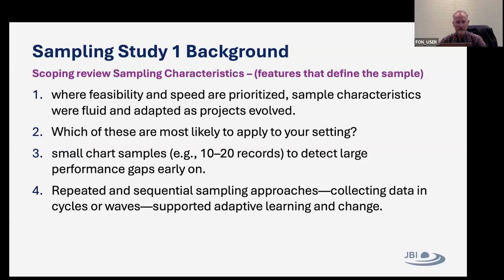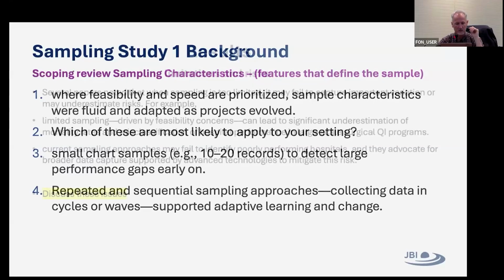So features that define our sample that came from our scoping review: where feasibility and speed are priorities, characteristics of sampling tend to be fluid and adaptive as projects evolve. I won't ask the question, but I think it's useful to think about which of these apply. Small chart samples, like 10 to 20 records, can be used to detect performance gaps and inform subsequent rounds of sampling. So that's what they mean by fluid and adaptable.